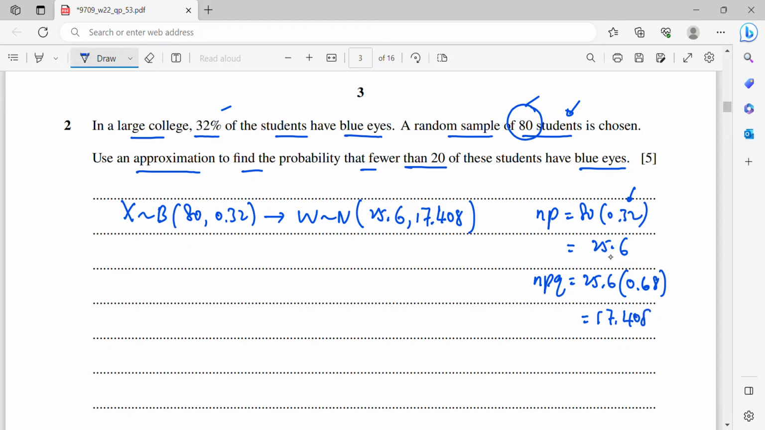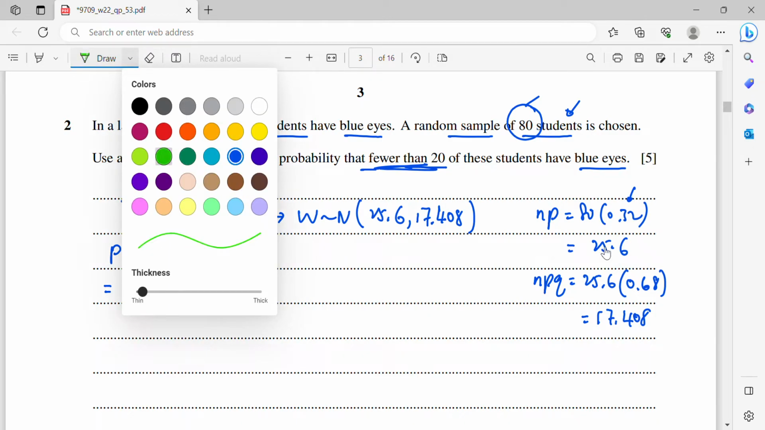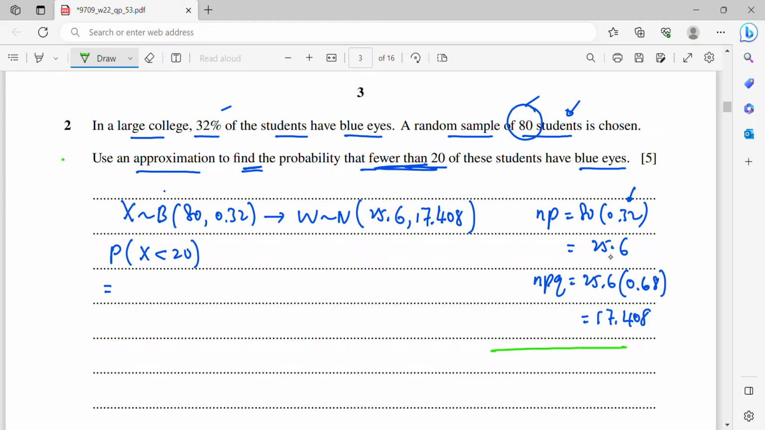Okay, so now based on the question, you need to find the probability that less than 20 of the students have blue eyes, so x less than 20. But since you have approximated the binomial by a normal, we need to consider the continuity correction. So let's say here is 20. Since x less than 20 means that I will accept 19, 18, and onwards, we are allowed to plus 0.5 and minus 0.5 from 20. When I plus 0.5, it will be 20.5. Minus 0.5 from 20, it becomes 19.5.